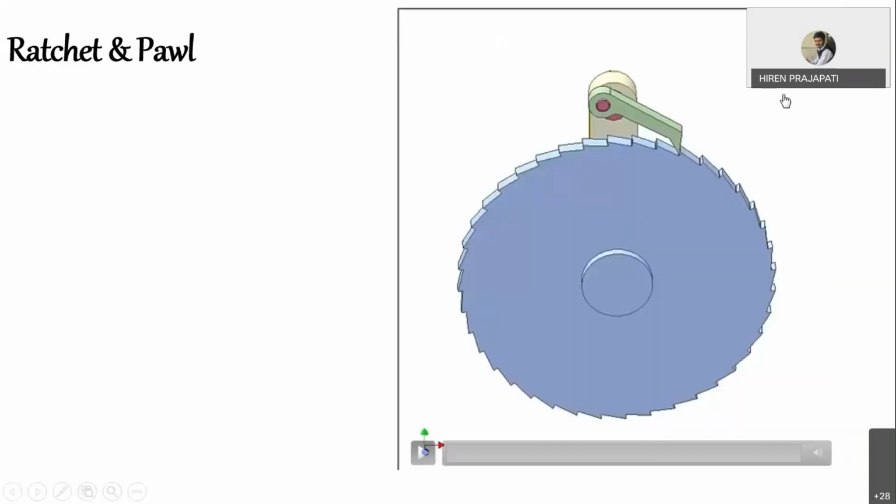Similarly, now intermittent motion. Now we are talking about intermittent motion using ratchet and pawl. So what you will be having is continuous rotation of this magenta color wheel, and due to this pawl and ratchet, you get intermittent motion on the ratchet. Generally, this mechanism is used in milling machines for intermittent motion of the milling table. So let's see it.